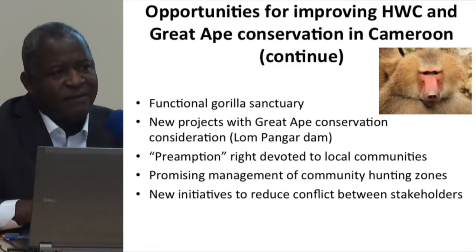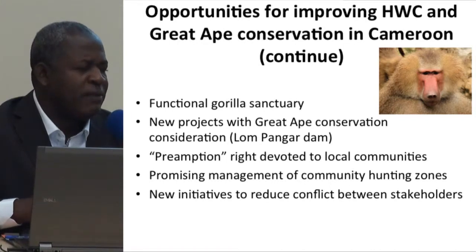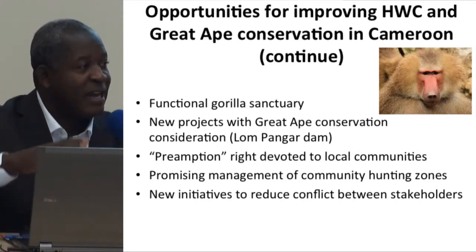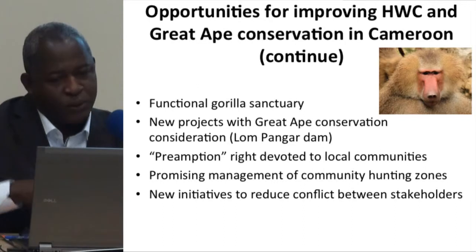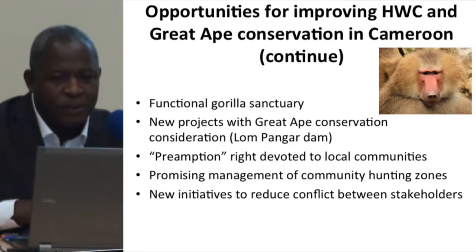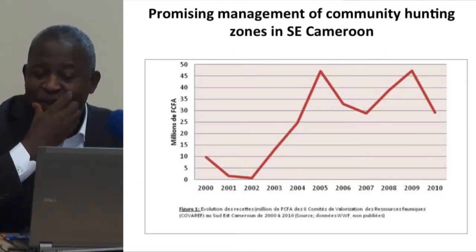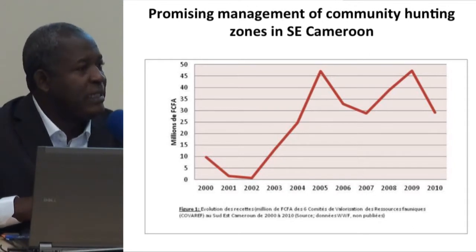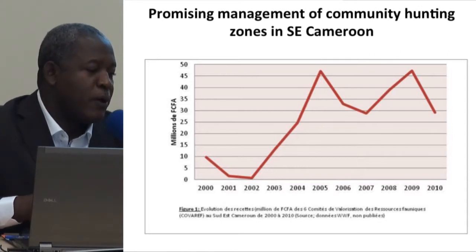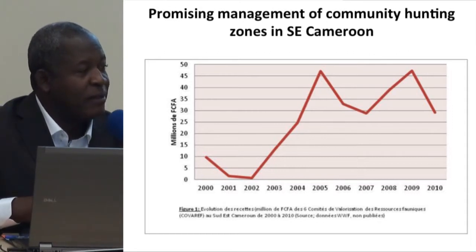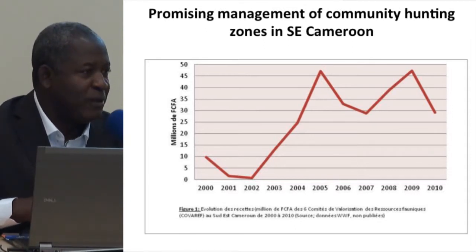We have a new initiative, the Model Forest, which is trying to reduce conflict between different actors. I think this is also an opportunity to take for resolving human-wildlife conflict. Promising management: I raised the fact that community, and in fact, even this morning in my group, I was insisting on the result we can get if we have appropriate involvement of the local community in what we have been discussing for the past 2 days.